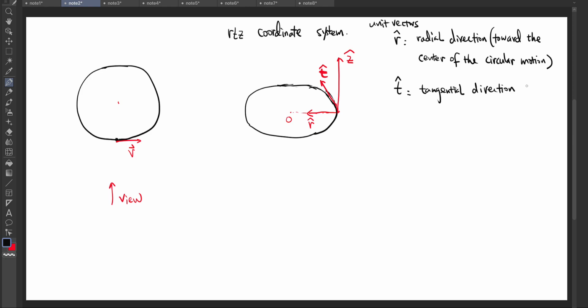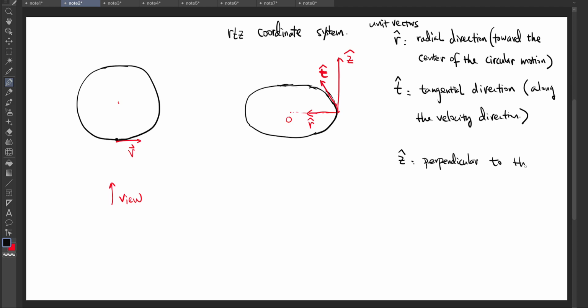And in terms of physical quantity, that would be velocity. Okay, so along the velocity direction, and it's perpendicular to the radial. Now the third direction is z hat. The direction here, remember we mentioned that it's the direction perpendicular to the circular track.